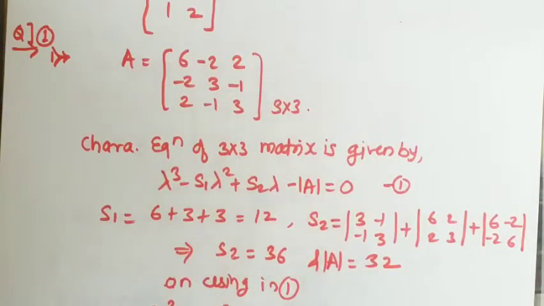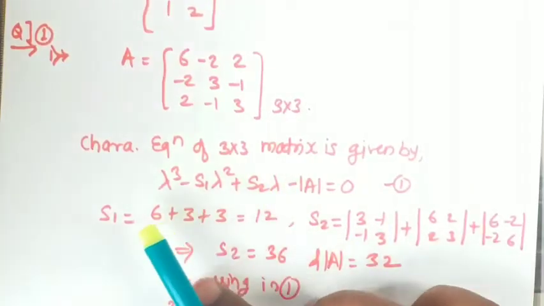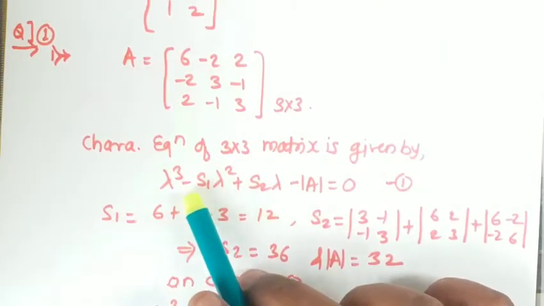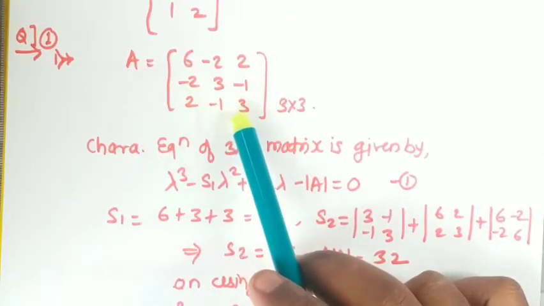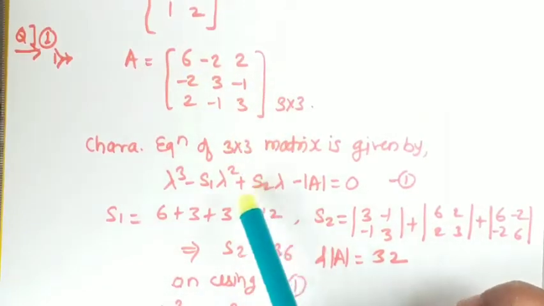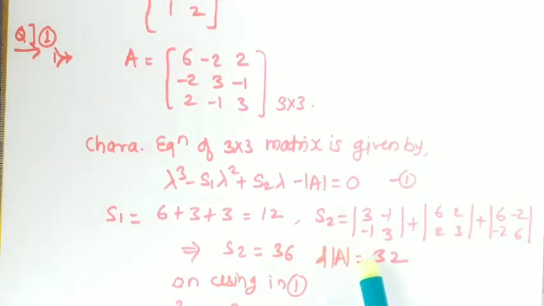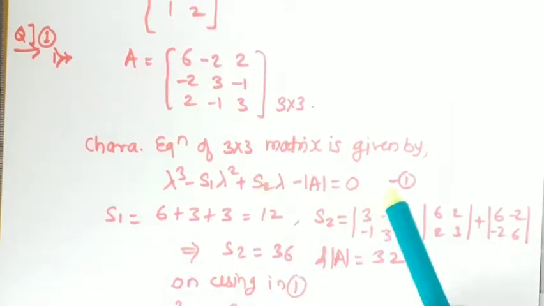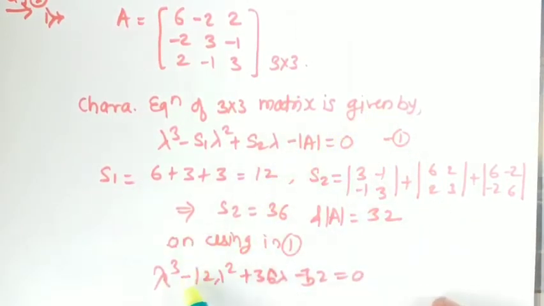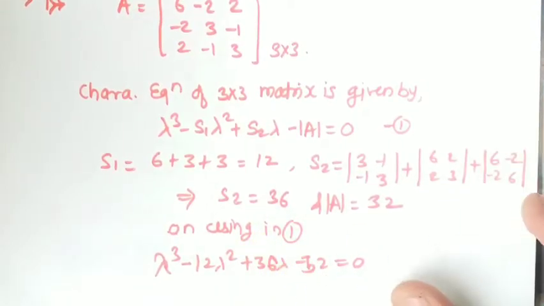We know that for a 3 by 3 matrix, the characteristic equation is given by this equation. Now S1 is 6 plus 3 plus 3 equals 12, which is the sum of the diagonal entries, that is, the trace of the matrix. S2 is the sum of the minors of the diagonal entries, which I have also calculated, and it equals 36. The determinant of A, which we know how to calculate, is 32. You can check the calculations of these three. Now using these values in equation 1, we get the characteristic equation as lambda cube minus 12 lambda square plus 36 lambda minus 32.